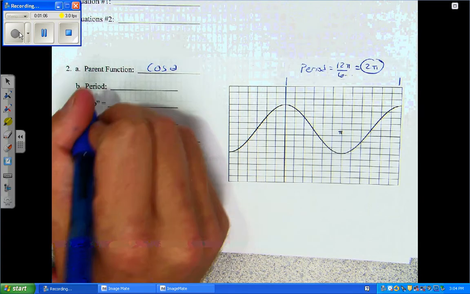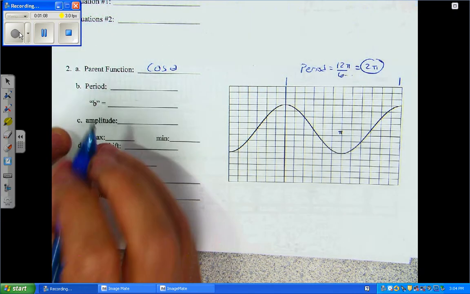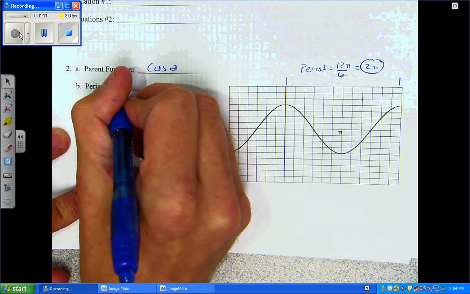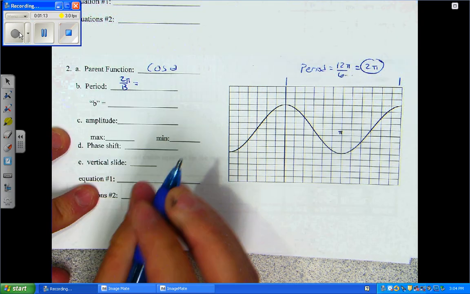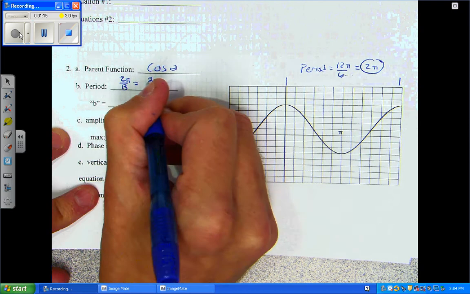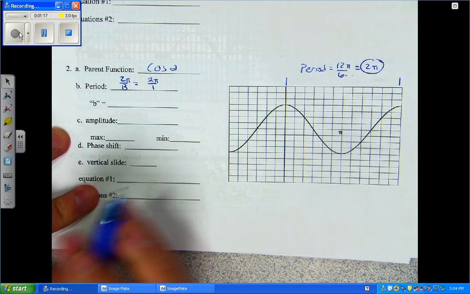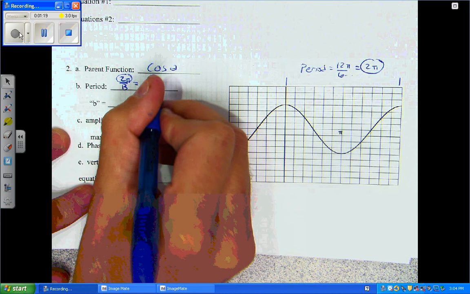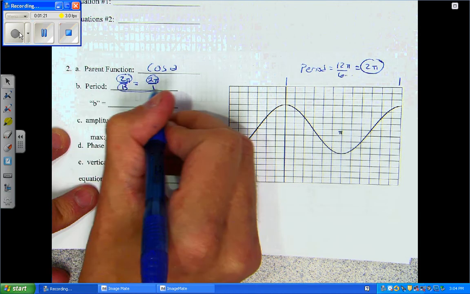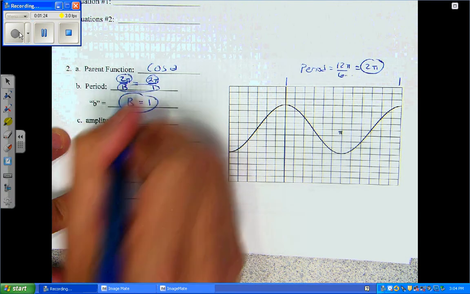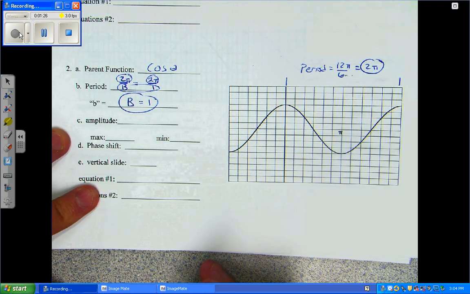So the period is going to help us get our b. We talked about a formula, 2 pi over b. That has to equal our period, which we said was 2 pi. Just put a 1 underneath there, makes it pretty easy. Notice the 2 pi's are the same, which means that our b's have to be the same as well. b is 1.